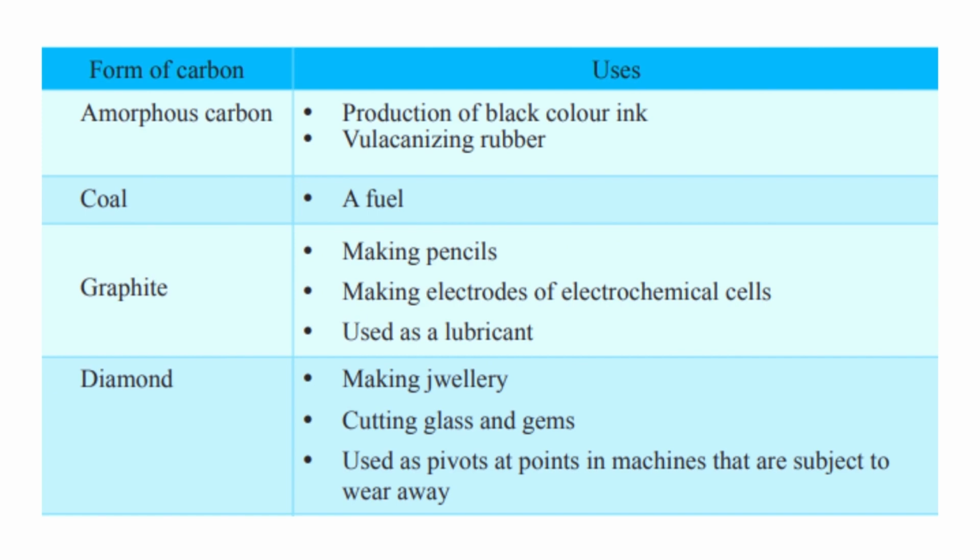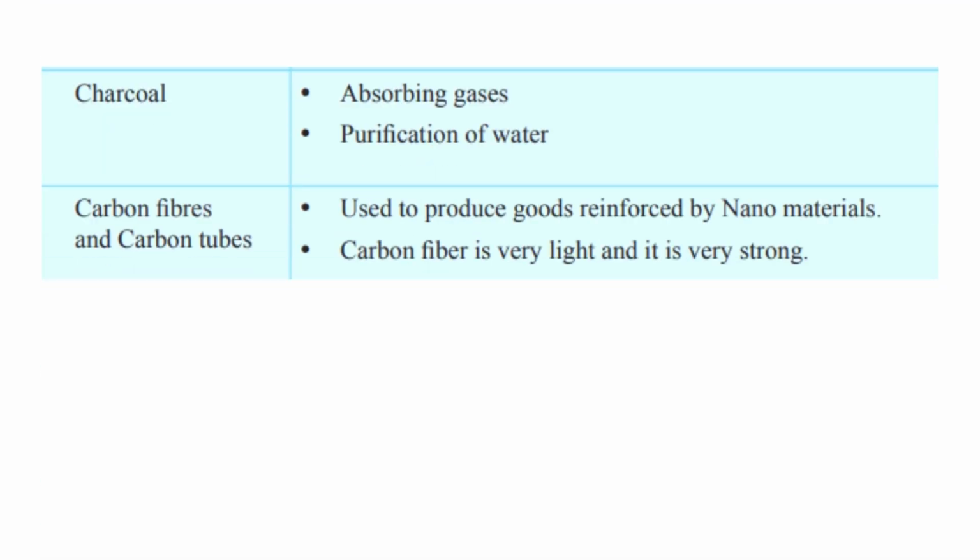Some of the uses of carbon are given in the table. Amorphous carbon: production of black color ink, vulcanizing rubber, coal, a fuel. Graphite: making pencils, making electrodes of electrochemical cells, used as a lubricant. Diamond: making jewelry, cutting glass and gems, used as pivots at points in machines that are subject to wear away. Charcoal: absorbing gases, purification of water. Carbon fibers and carbon tubes are used to produce goods reinforced by nanomaterials. Carbon fiber is very light and it is very strong.